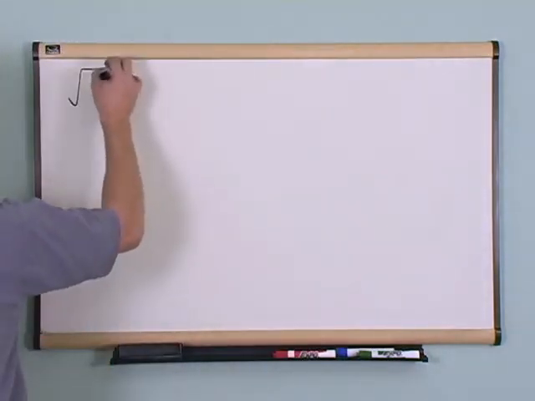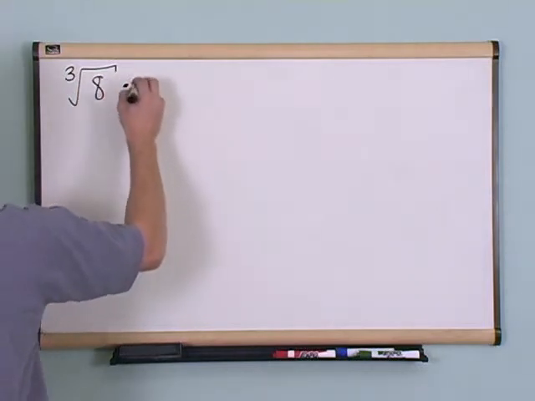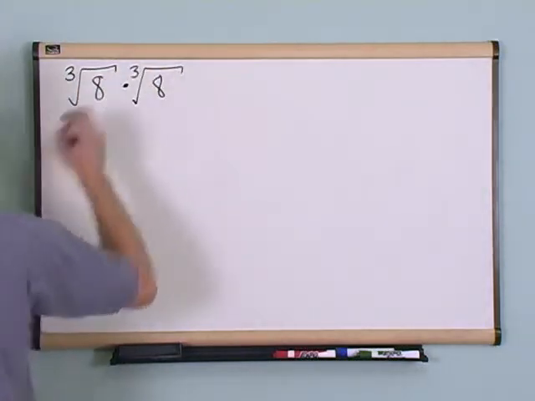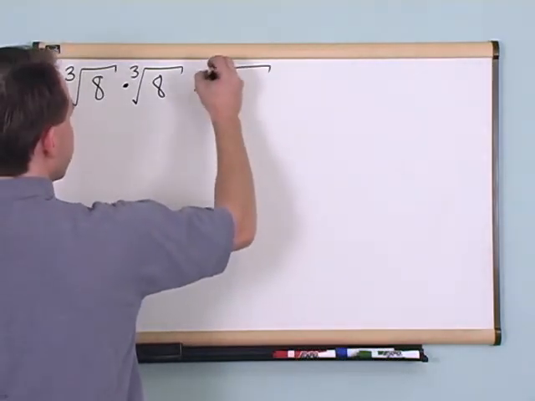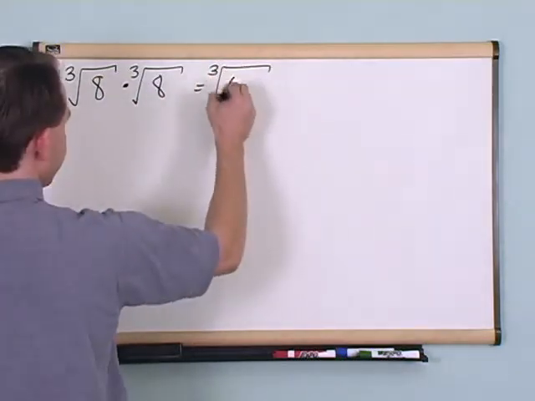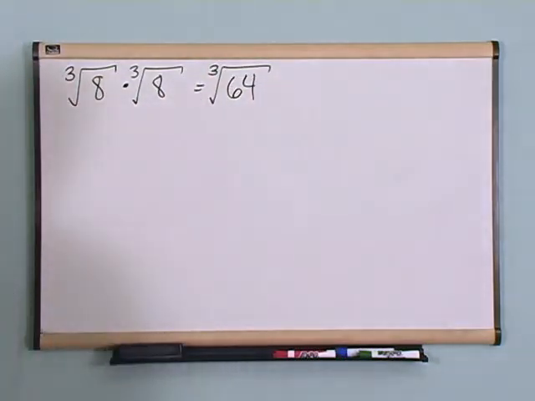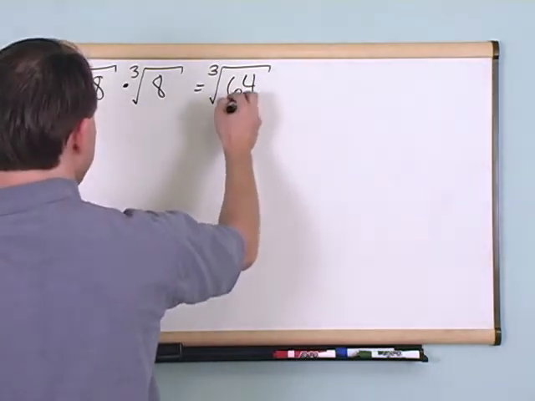What if you had the cubed root of 8 times the cubed root of 8? Well, just like I told you, you just write down a new symbol, cubed root. 8 times 8 is 64, so I write that down inside the radical. And then again, I can't stop here. I need to try to simplify.